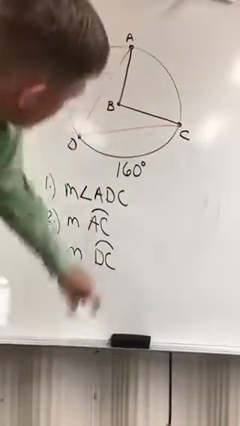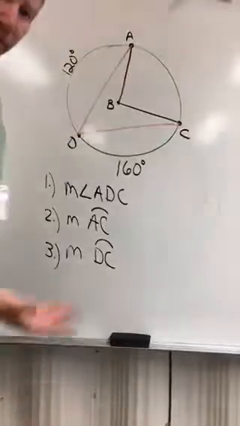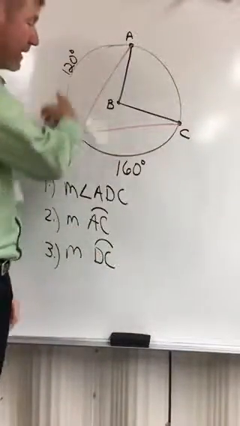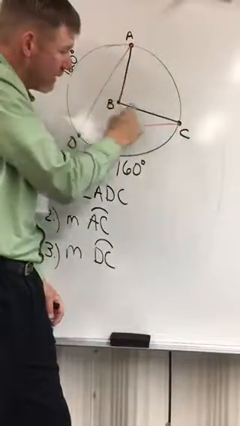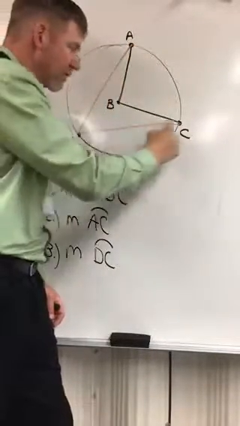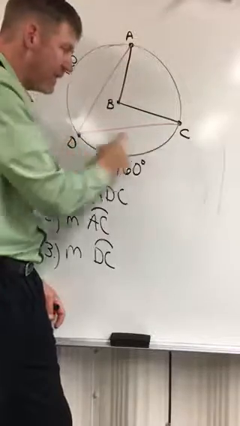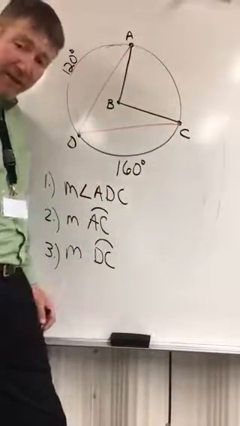What I want you guys to do is draw this circle here and label it just the same way I have it. This is the center B. This is the central angle ABC. This is the inscribed angle ADC. I want you guys to write that down.